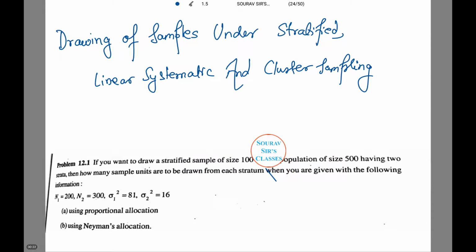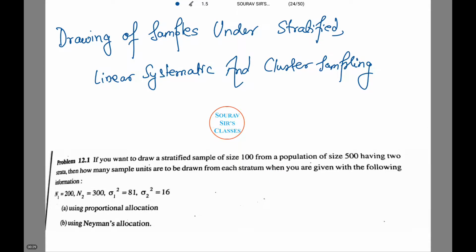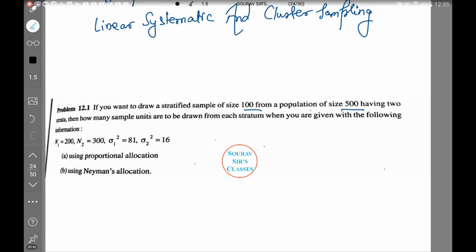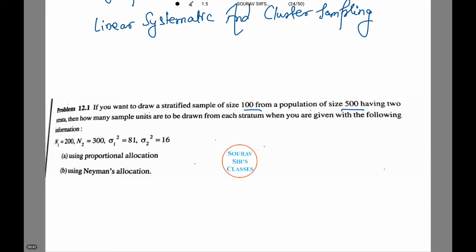Today we are going to be dealing with drawing of samples under stratified, linear, systematic and cluster sampling. Let's see the first question. If you want to draw a stratified sample of size 100 from a population of size 500, two strata, then how many sample units are to be drawn from each stratum when you are given the following information? N1 equals 200, N2 equals 300, sigma 1 square equals 81, sigma 2 square equals 16.